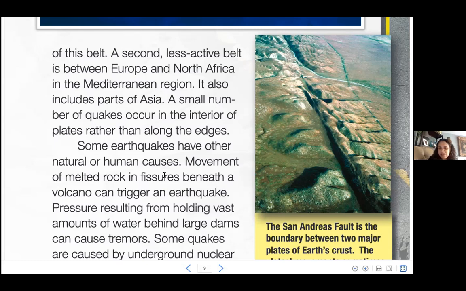But using the context clues here, let me read the sentence again. Movement of melted rock and fissures beneath a volcano can trigger an earthquake. Well, to me, if there's movement of melted rock, so it's something liquid moving through something below, beneath this volcano, it might be like a tube or something that's allowing this liquid to move through, or perhaps a tunnel or a tube. So even though those words weren't said at all, I was able to use my imagination. I was able to use the other words in the sentence to put a picture together of what this word fissures meant.